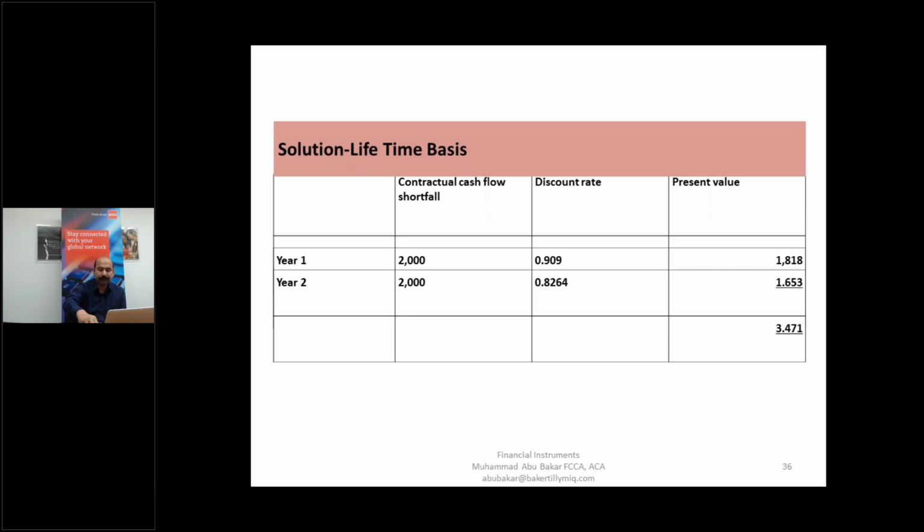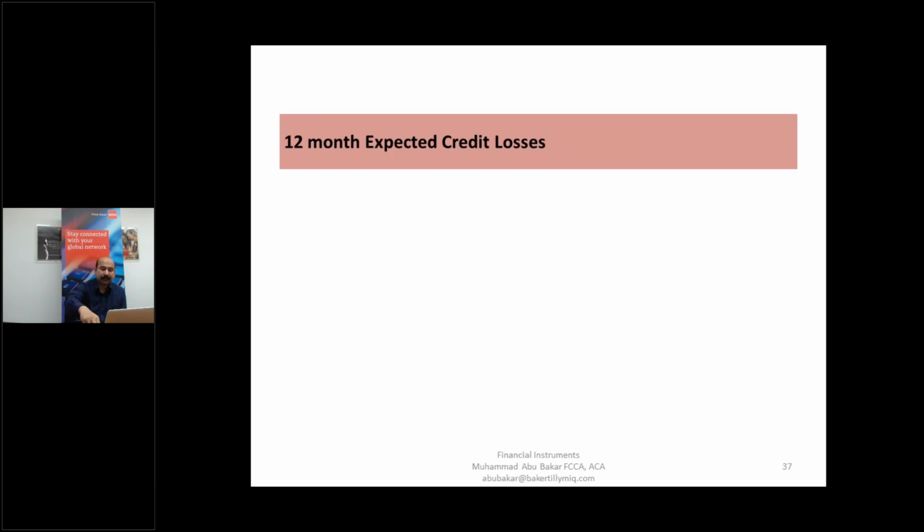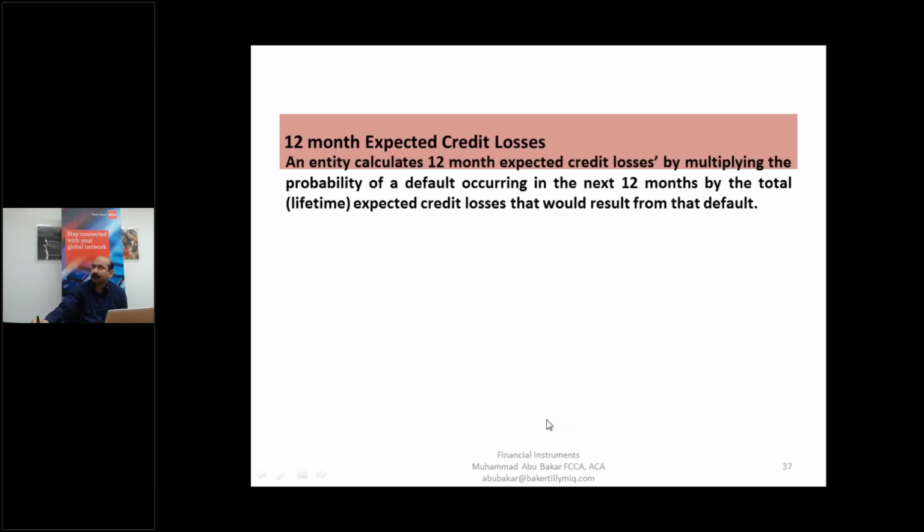Okay, now the next concept is 12 months expected credit losses. Here, an entity calculates 12 months expected credit losses by multiplying the probability of a default occurring in the next 12 months by the total lifetime expected credit losses that would result from that default. So this is 12 months expected credit losses.